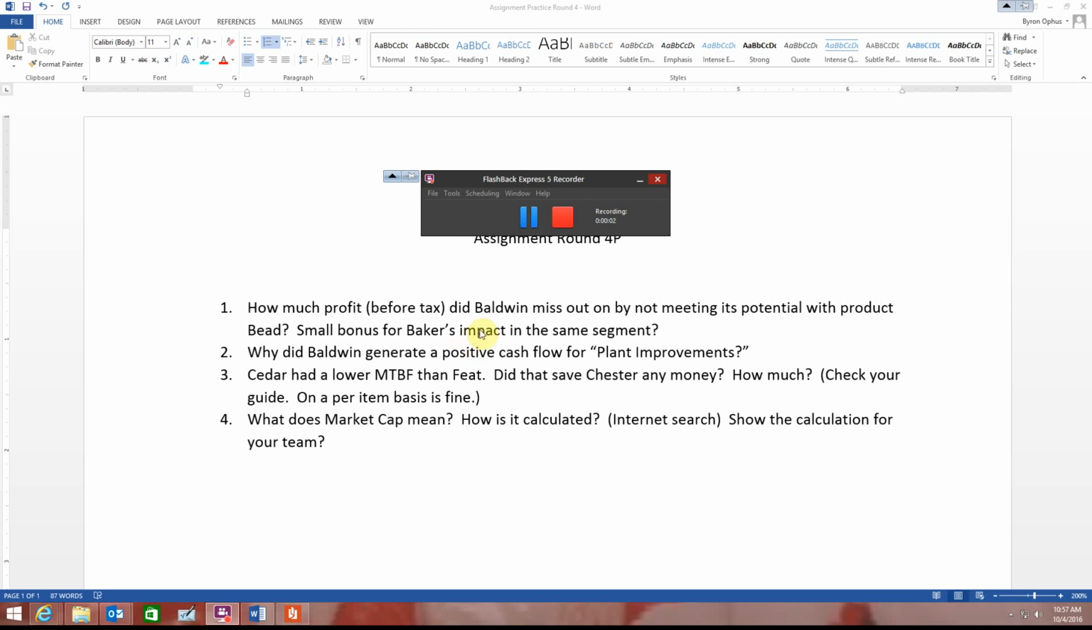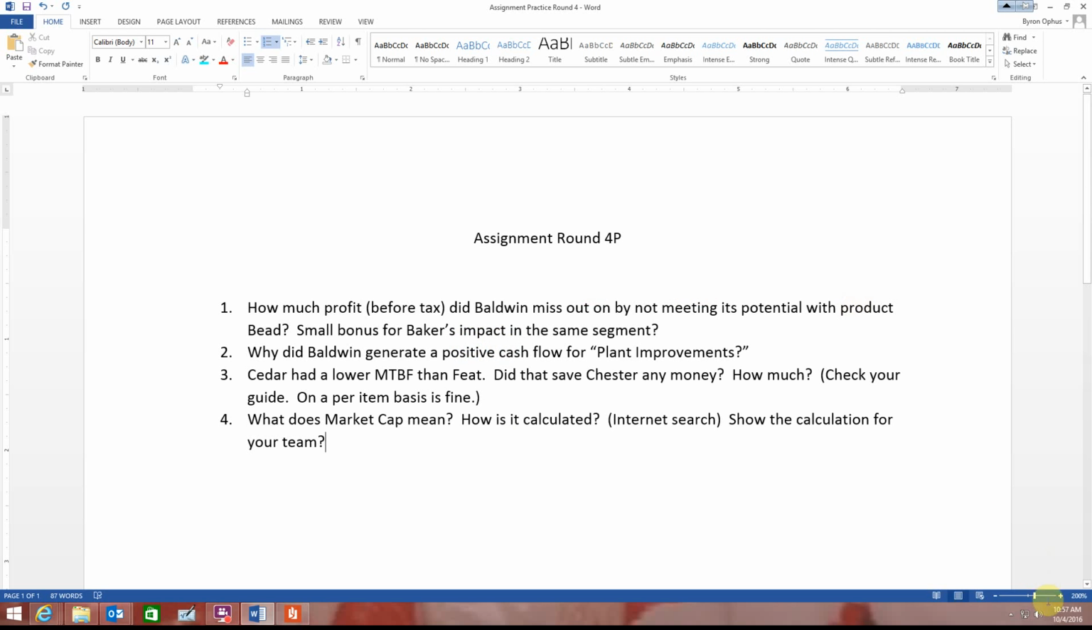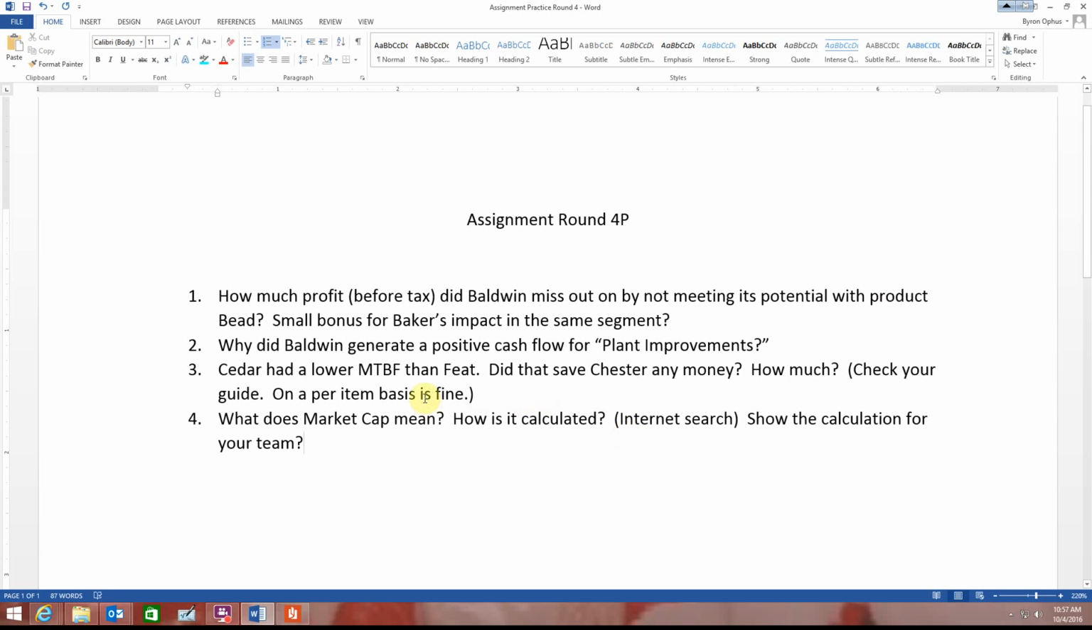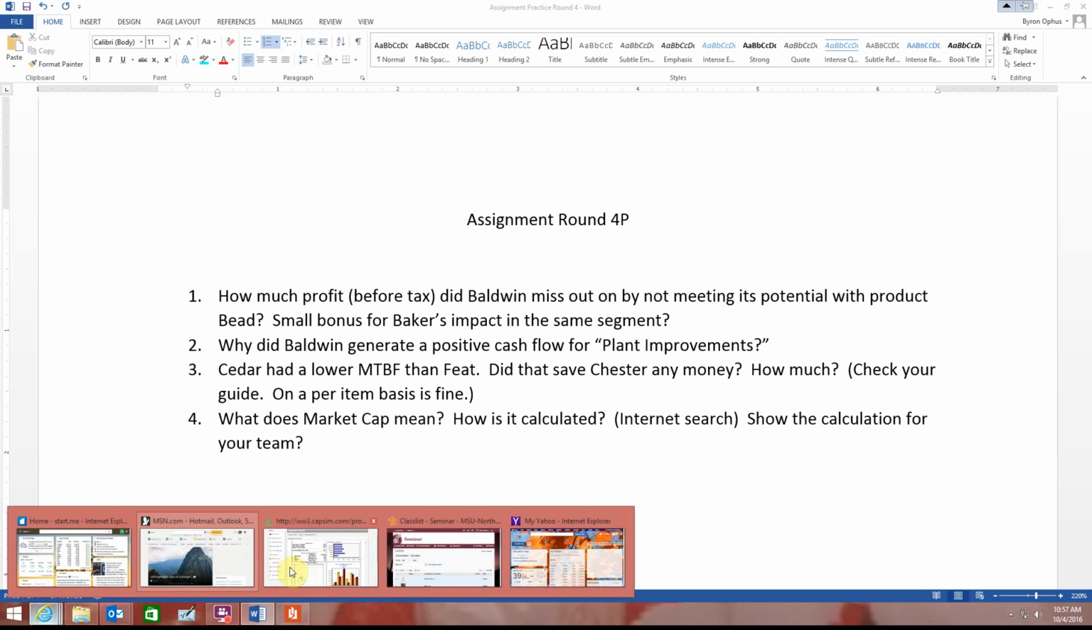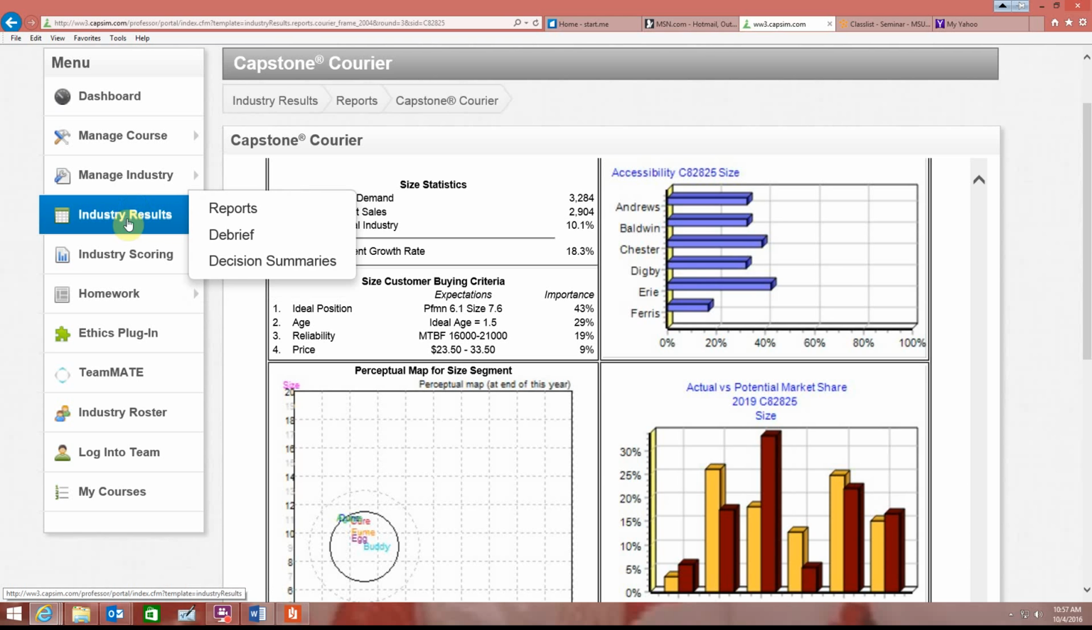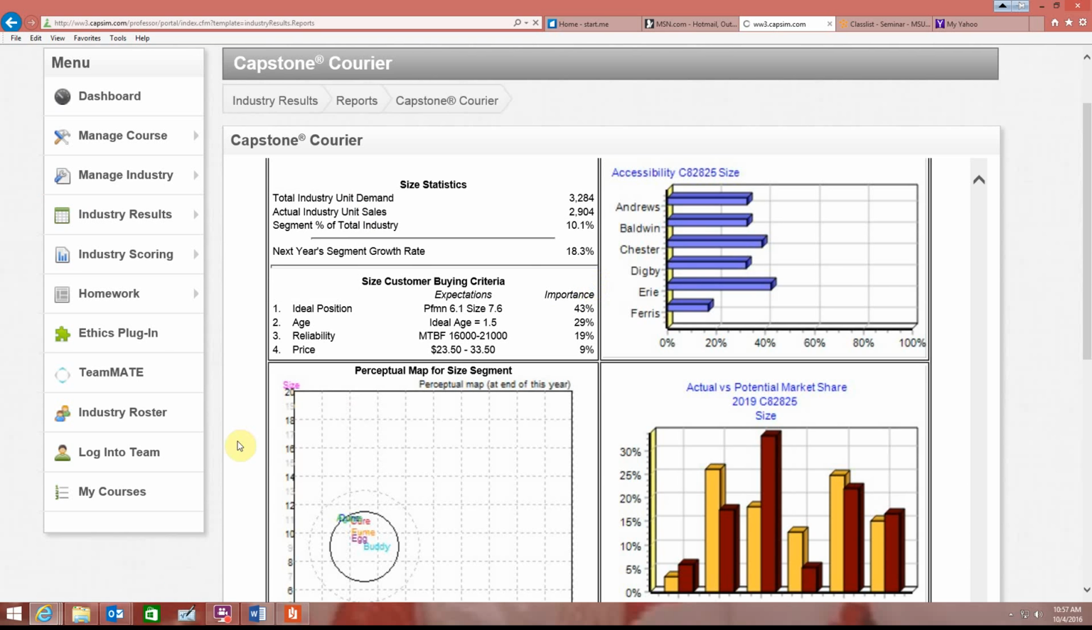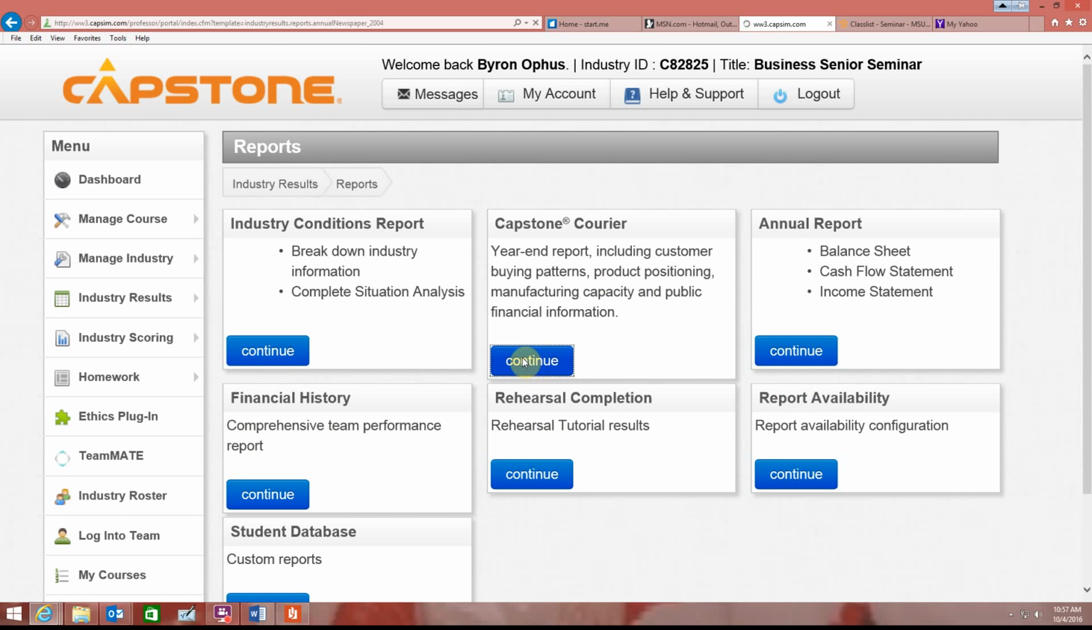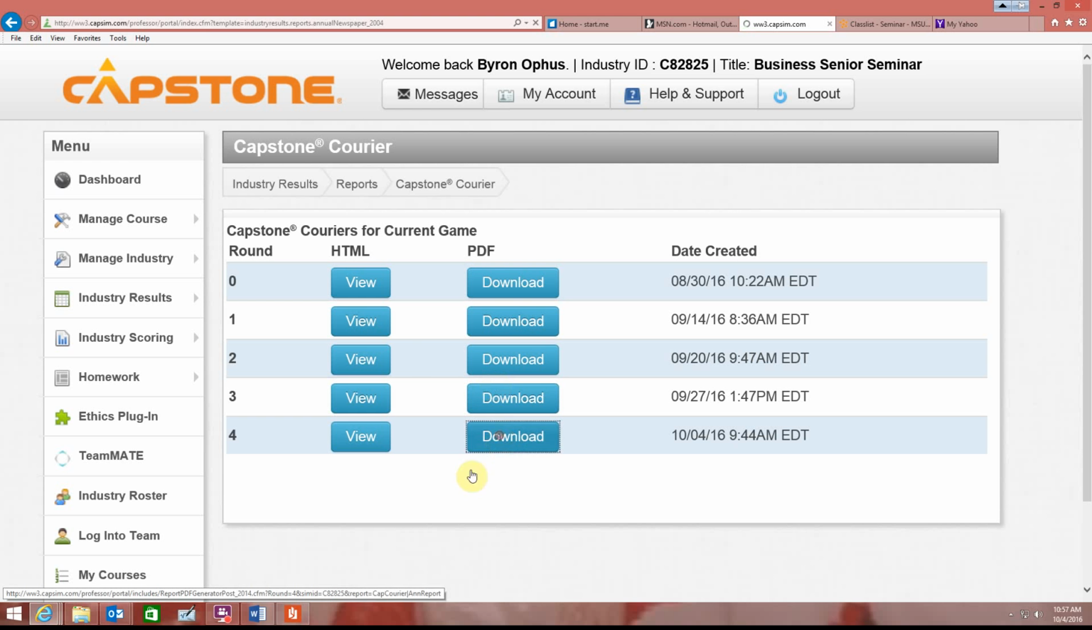So let's take a look at the assignment for round 4P and maybe try to walk through some of those things. I guess I should have gotten to that particular capstone courier, but I will hopefully in relatively short order.